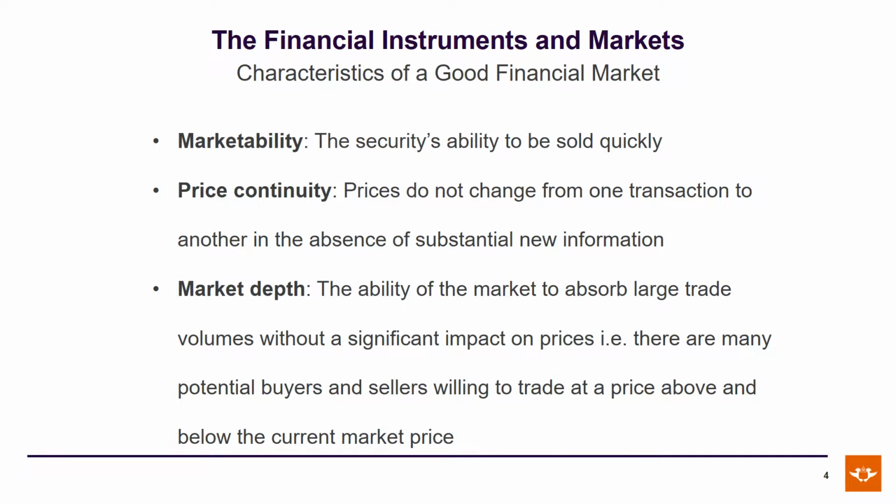So when we talked about the characteristics of a good financial market, we mentioned liquidity, and for liquidity in the market, it required marketability, price continuity, and market depth. Now, marketability relates to the security's ability to be sold quickly. In other words, if you decide to sell your shares in the market, you want the time between placing your shares on the market and when they are sold to be as short as possible.